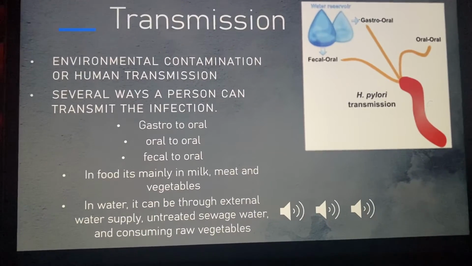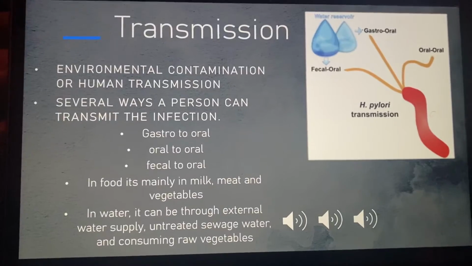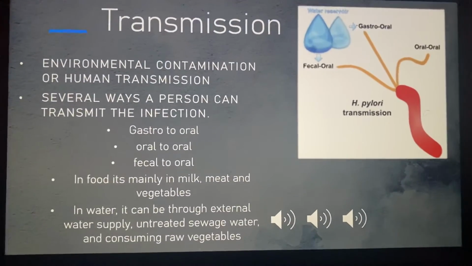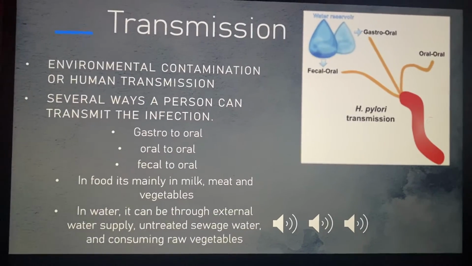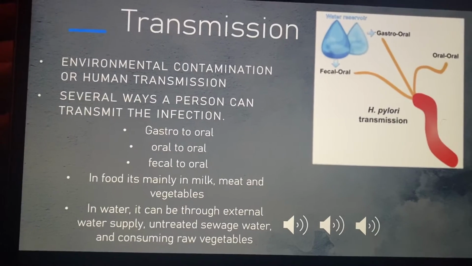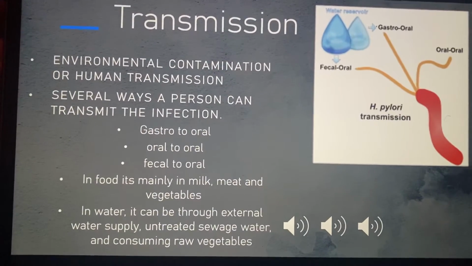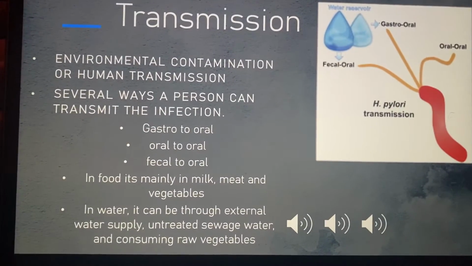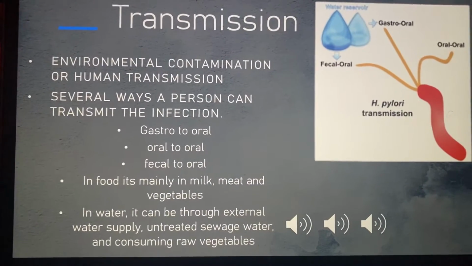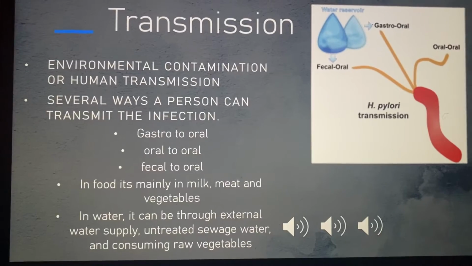And then human transmission can be through gastro to oral, which means the infection is found in the gastric juice of the stomach. So when the individual vomits, the microbe still survives. Another option is oral to oral, which means it is found in saliva. And the last one is fecal to oral, which is found in the human feces.